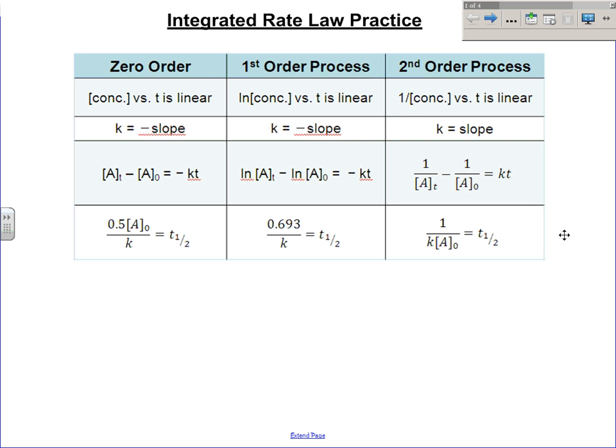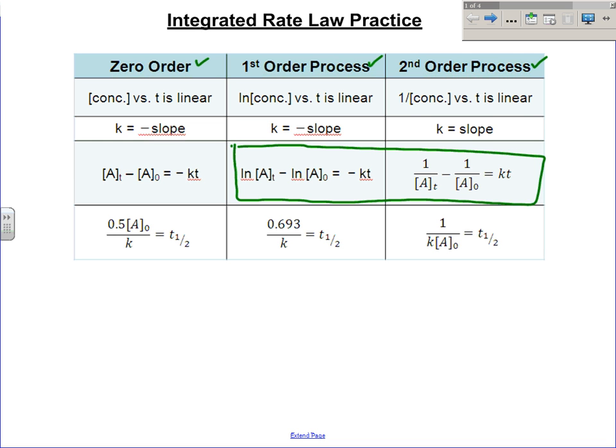Now, as a quick reminder, on the AP constant sheet, these two equations are given in this form. They're just not in their y equals mx plus b form. Because remember, what we're really doing here is looking for the linear relationship. If it's concentration versus time, it's linear, it's zero order. If it's the ln of concentration versus time, the natural log, that's linear, then it's first order. And if it's the inverse or reciprocal of the concentration versus time, it's linear, it's second order.